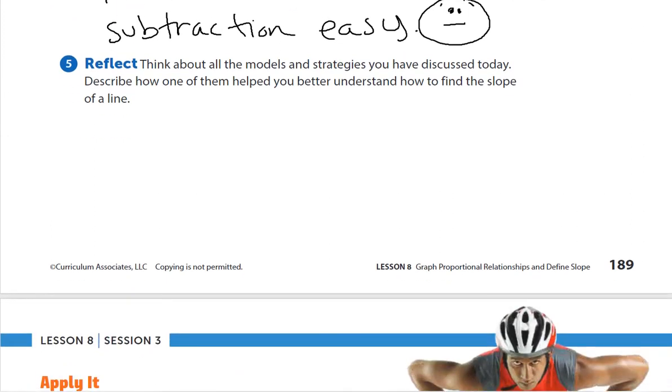Reflect. This one's for you to do. Think about what part of this lesson helped you best understand the point of how to find slope. Pause it, put that down, unpause it, and we'll practice.